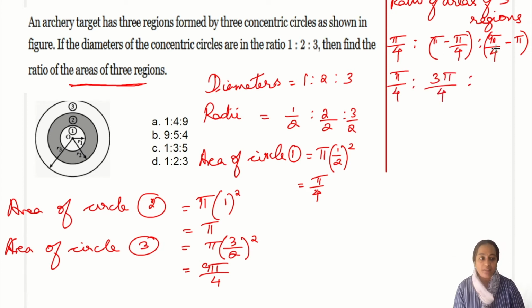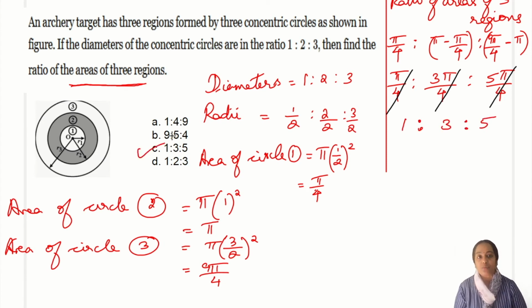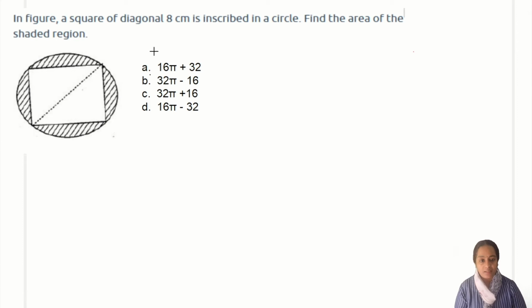So what do you get here, children? Pi by 4. So you have your 3 pi by 4 and you have your 5 pi by 4. Okay, so this is your ratio of areas of the 3 regions. Here pi by 4 is cancelled because it is common throughout. And now we have the ratio 1:3:5. So the correct option is option C, which is 1:3:5.